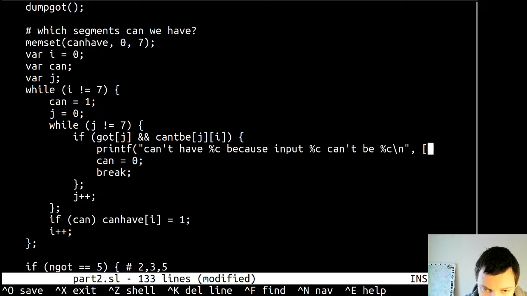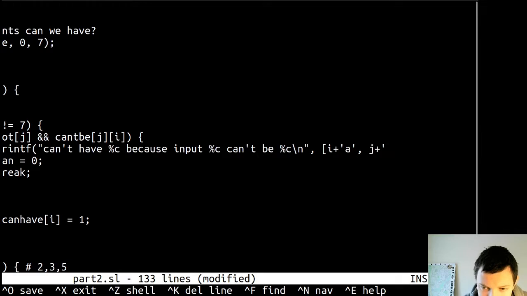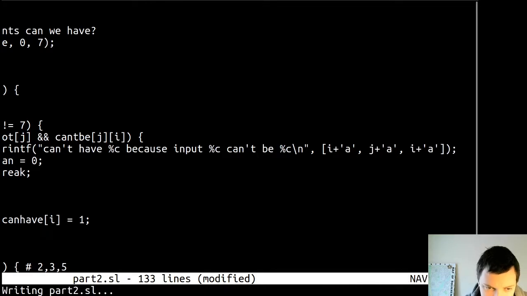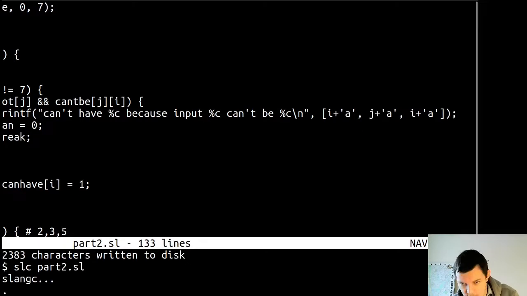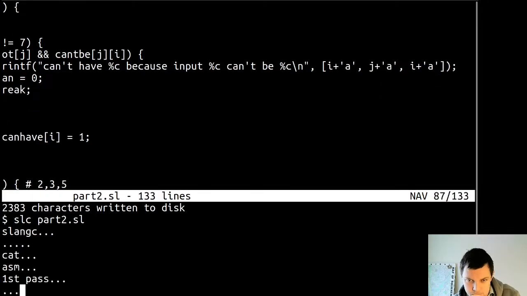Which is, we can't have I because the input J can't be I. We're trying to fix the illegal, well, the problem in both cases is a 6 segment number, isn't it?